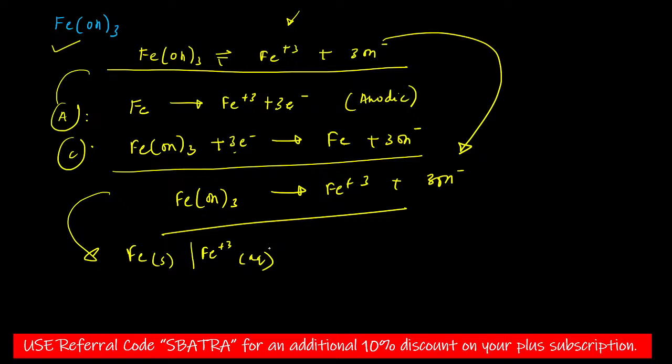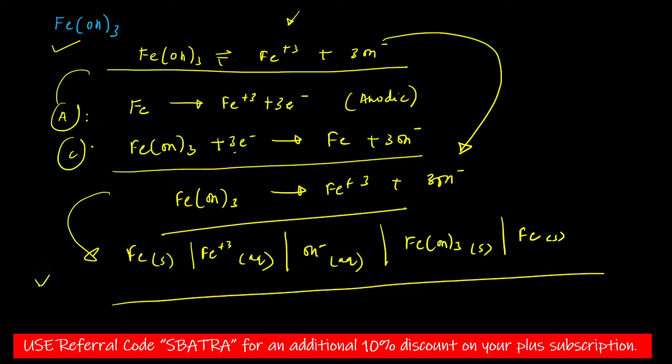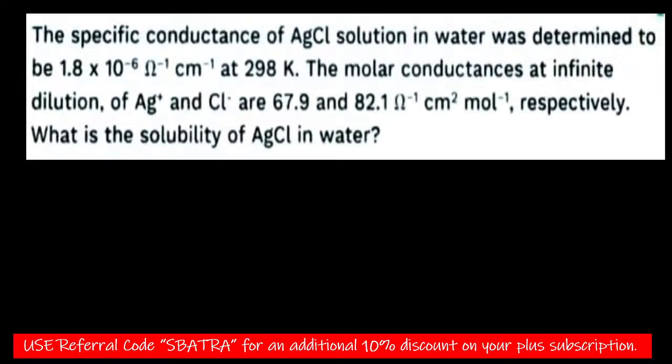It is not given in the question, so let's just write down this bar. Then you have OH- ions, which is your ion, so definitely you'll write aqueous over here. Then you will write Fe(OH)3, which is solid. Then you will write iron over here, which is also solid. So this is how our cell representation will look. Yes, this is our correct cell representation. Now let's get back to the options.